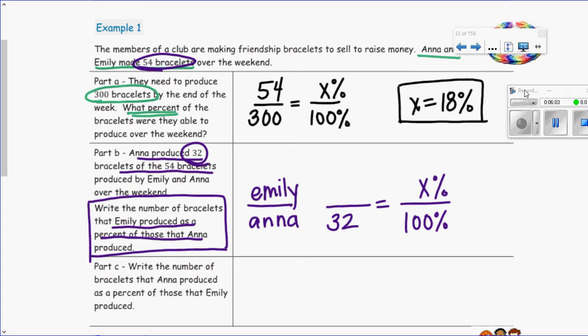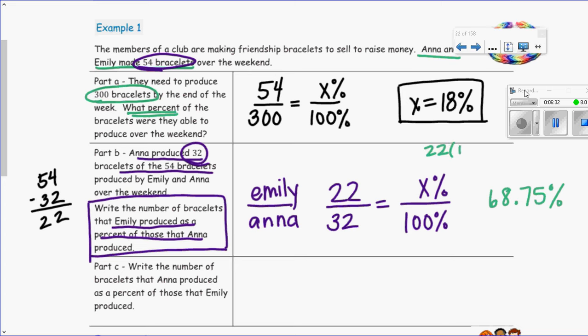What we can do, though, quickly off to the side is do 54, the total they made, minus 32, the amount that Anna made. And that leaves us with 22 for Emily. Okay, so Emily made 22 because Anna made 32. Now you can pause it and solve it and see what you get for X. Okay, did you get 68.75%?